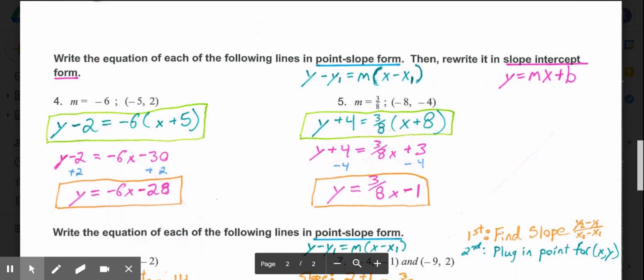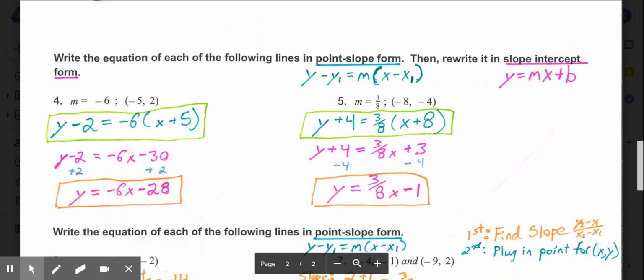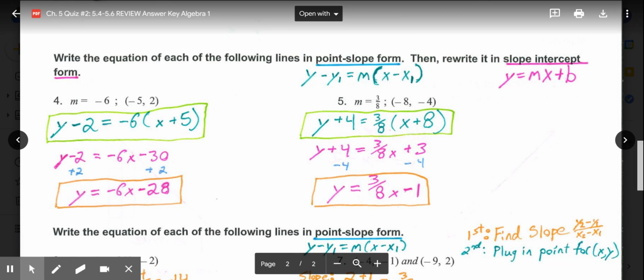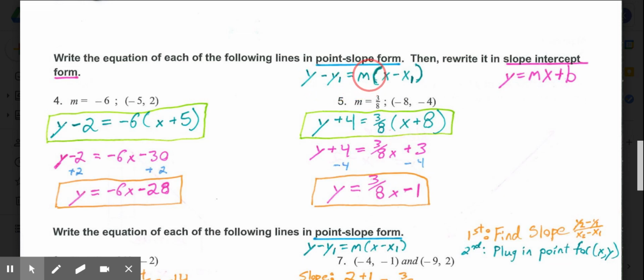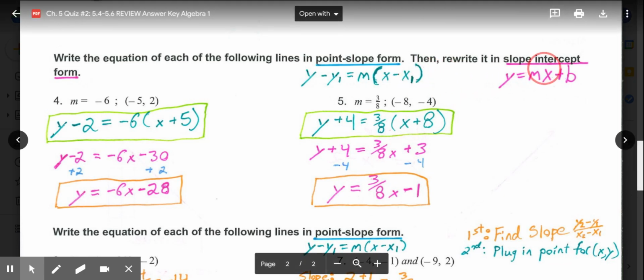Then we get into numbers 4 and 5. Now, in any of the directions where they talk about different forms, to help you out, what I recommend doing is writing the forms by those words in the directions. So our directions say write the equation of the following lines in point slope form, and then rewrite in slope intercept form. So first, point slope form is y minus y sub 1 equals m times the quantity x minus x sub 1. And then slope intercept form is y equals mx plus b.